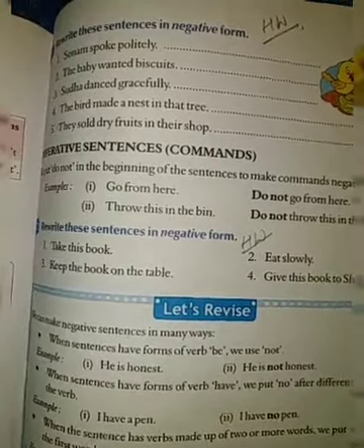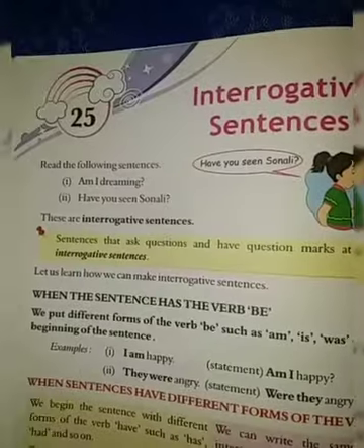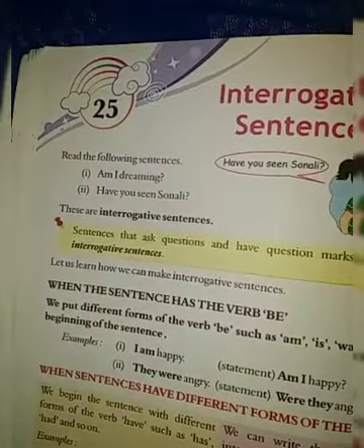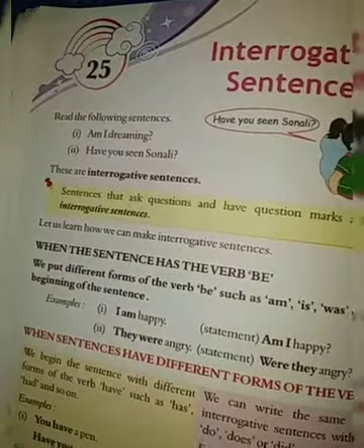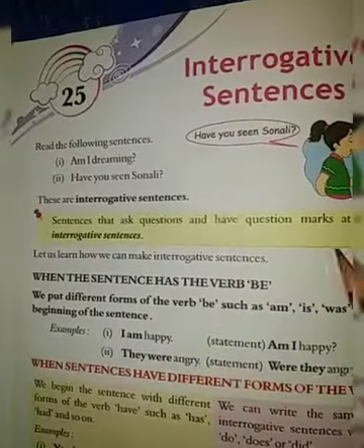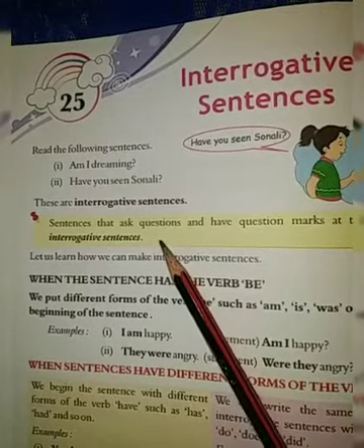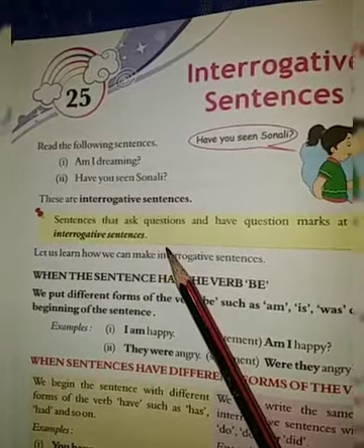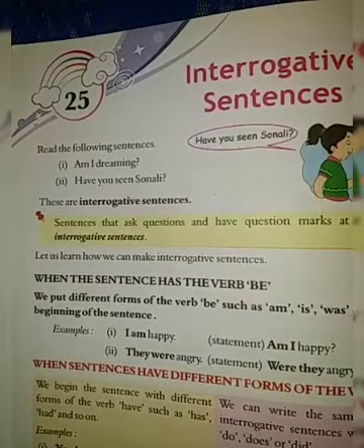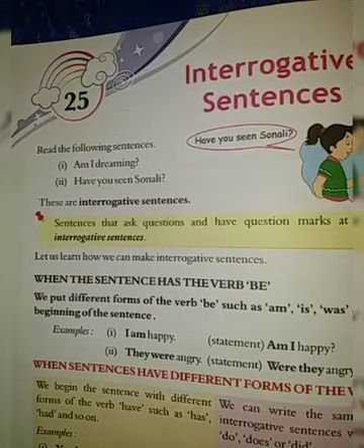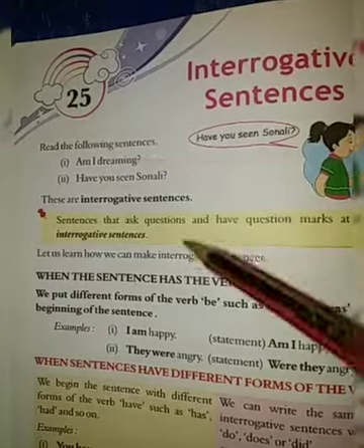Complete this exercise also. Move to the next chapter, which is chapter 25, Interrogative. So here we just have to complete this exercise and this chapter. After this there is one more chapter remaining. So let's complete it.